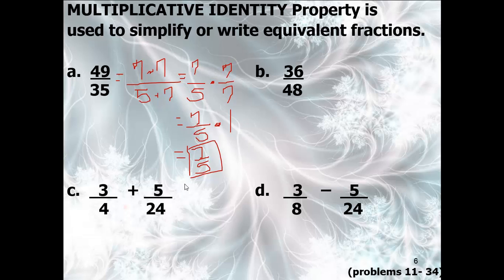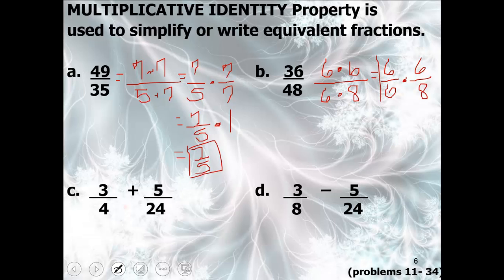All right, welcome back. 6 times 6, I can write 36 as 6 times 6. And 48, I can write as 6 times 8. Now I can split this up. 6 over 6 times 6 over 8. Notice that this is a fancy way of writing 1. 1 times 6 over 8. 1 times anything is that anything. 6/8, and we're going to reduce it to 3/4.